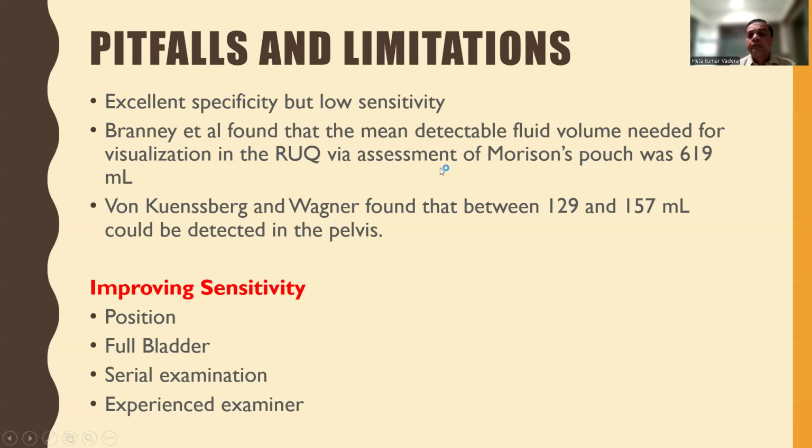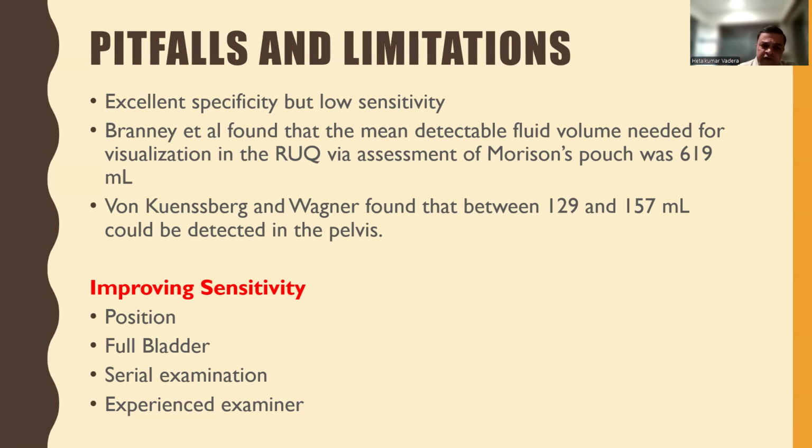Branney et al. found that the mean detectable volume needed for visualization in the RUQ view, assessment of Morison's pouch, was 619 ml. So it is 600 ml roughly. And von Kuenzen and Wegner found that between 129 and 157 ml could be detected in the pelvis. But again, pelvic views are a little difficult, so sometimes you miss it.